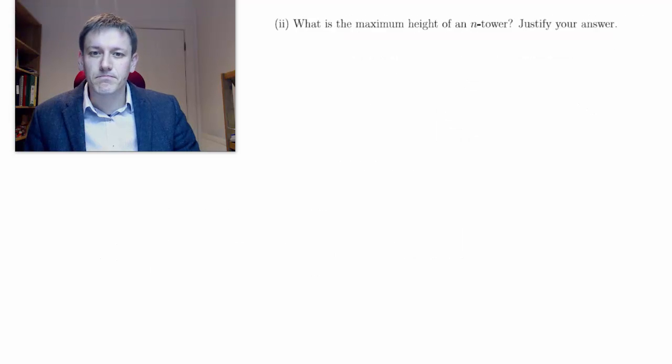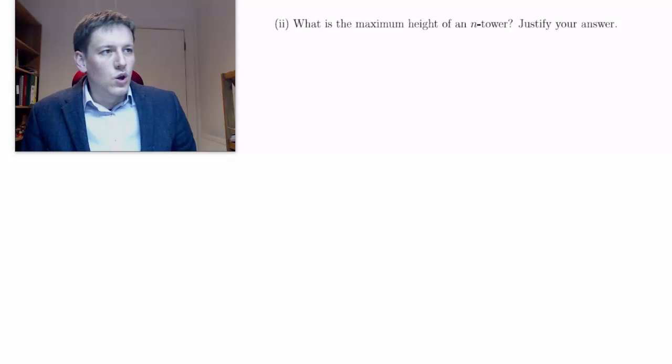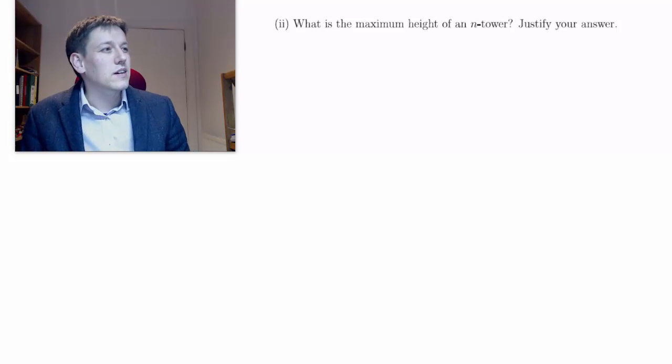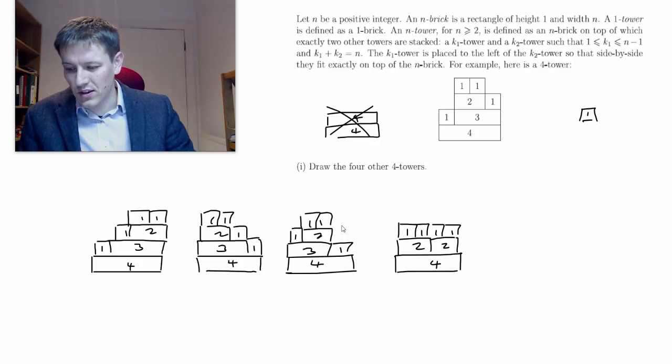Okay, what's the maximum height of an n tower? And then justify your answer. Again, you have to spend a bit of time thinking about this, maybe playing around with it. But if we look at our answers here, one thing we can see is that having the 2 and the 2 made for a shorter tower than in the other cases. And in these ones where we had the maximum height towers, you see at every stage I've got a 1 and something else. And then from the 3 I've got a 1 and a 2. From the 2 I've got a 1 and a 1. And if you think about it, that's just the maximum that you can have.